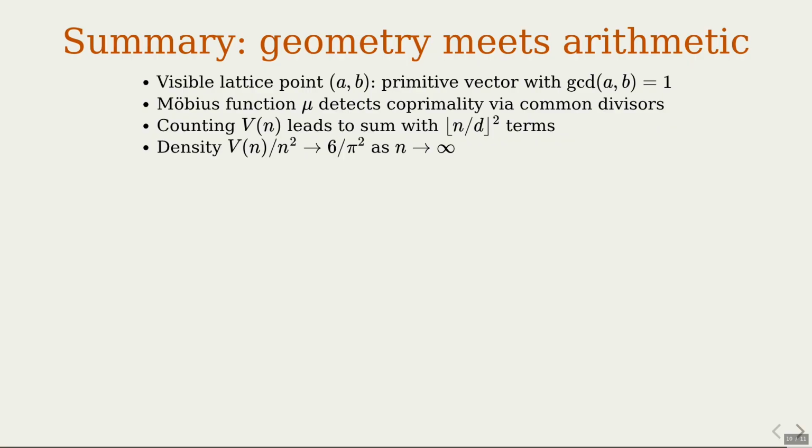I like that a purely geometric picture of rays through a grid ends up using the same constants and functions that appear in analytic number theory. A visible lattice point, a and b, is a primitive vector where the greatest common divisor of a and b is 1.